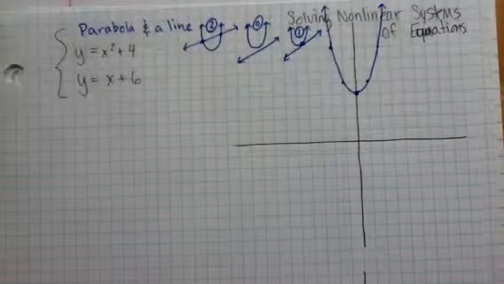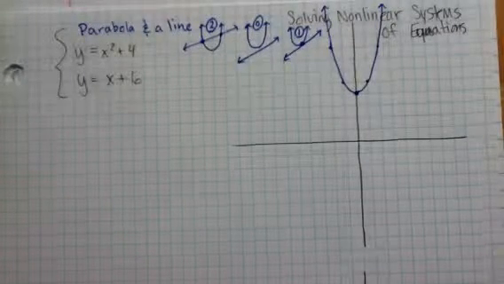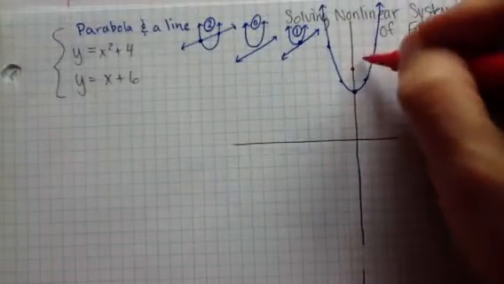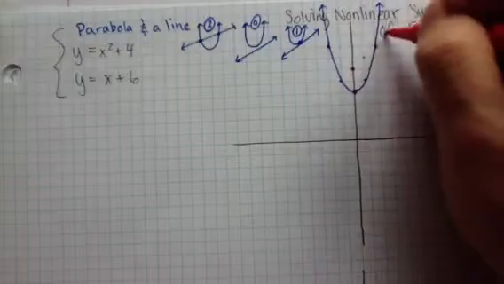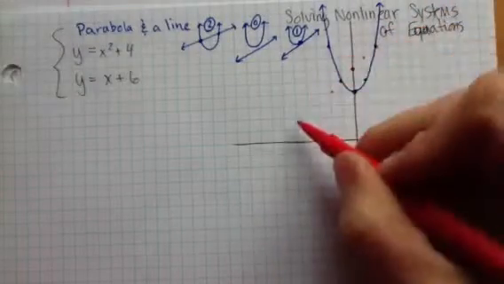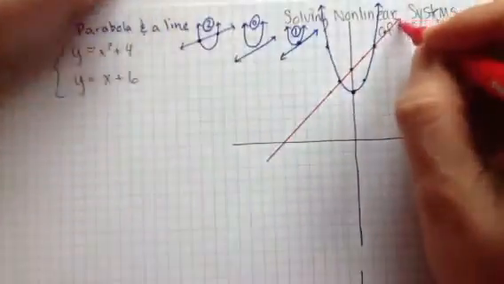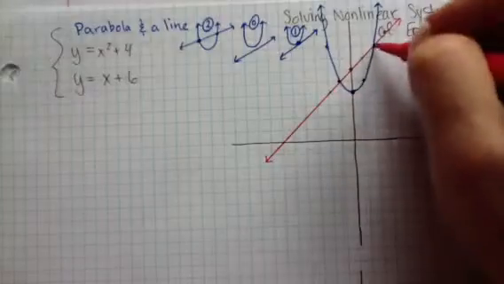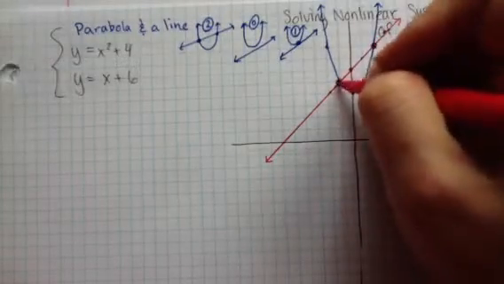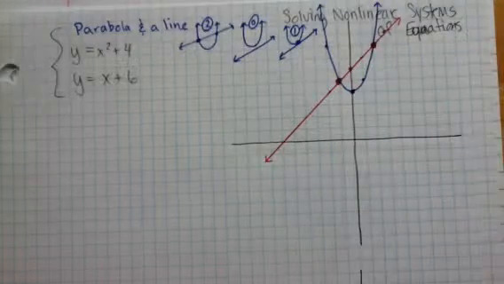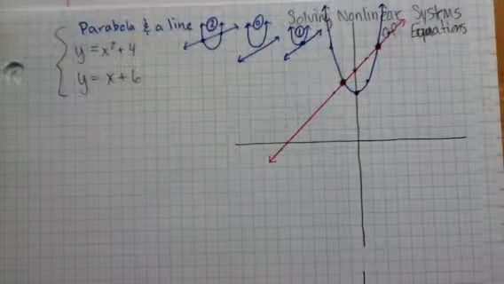And then my line has a slope of 1 and a y-intercept at 6. So it's a y-intercept at 6, and then over 1, up 1. And I can see, before I even solve algebraically, that I have 2 solutions, and they will be at these 2 ordered pairs right here. So let's see how that works with the algebra.